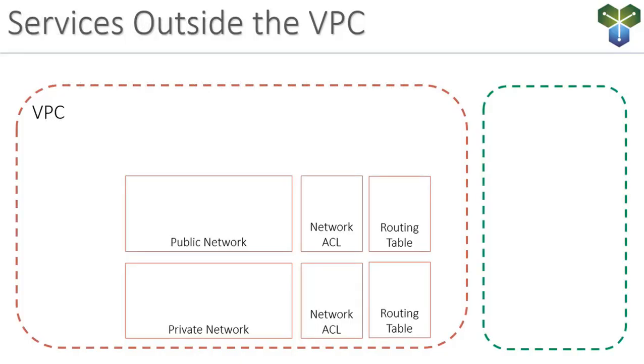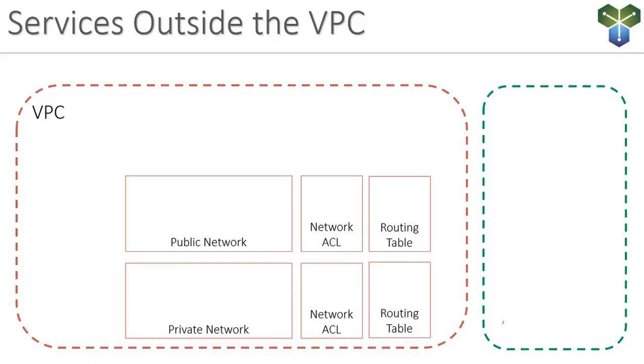Okay, so in this slide, we see a basic diagram. We've got a VPC. Within that VPC, we've got a public network and we've got a private network. So we've got two different subnets. And for each of those subnets, we have network ACLs associated with them and route tables associated with those subnets as well, as usual. So let's examine how we would use a VPC endpoint in this scenario.